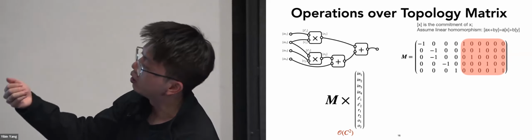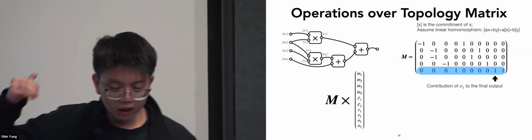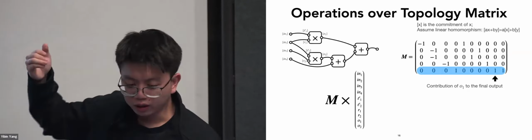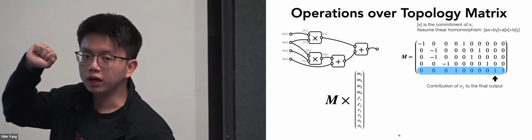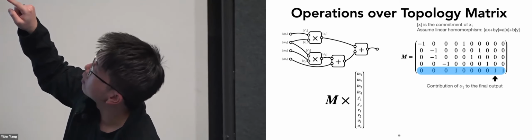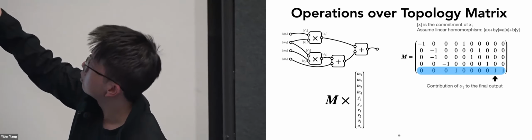To see why, let's look at exactly the semantics of this topology matrix. We call it the topology matrix. Let's focus on this last row of the matrix. If you target this one over here, it shows the contribution of O1 to the final output, because this last column is used to define the final output. The coefficient of O1 shows how many paths you can go from O1 to the outputs. Similarly, this corner one shows how O2 contributes to the output.